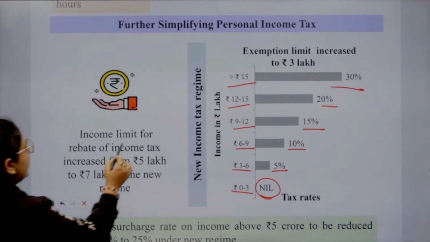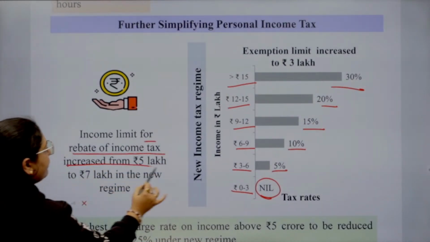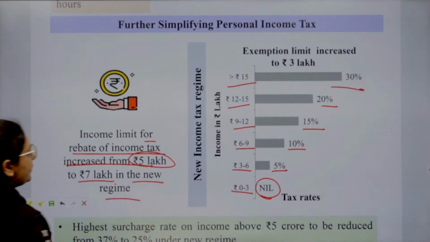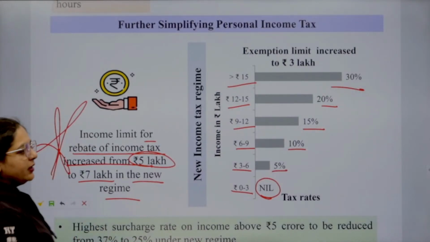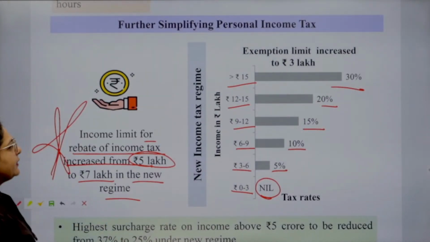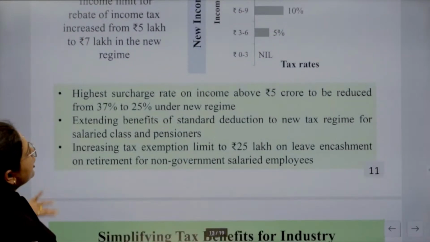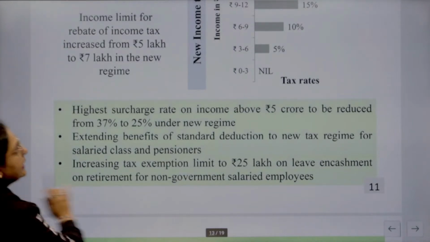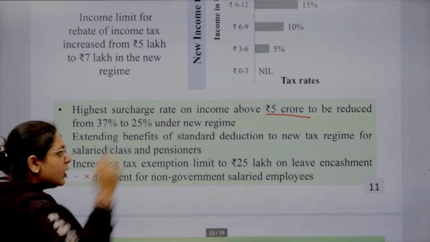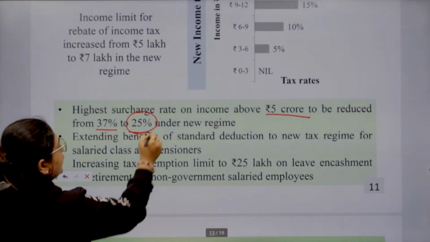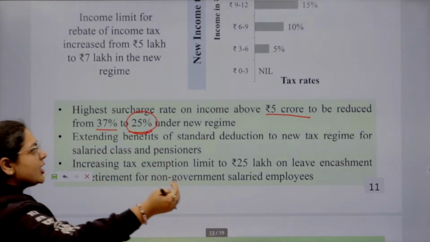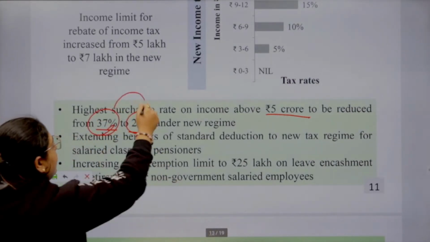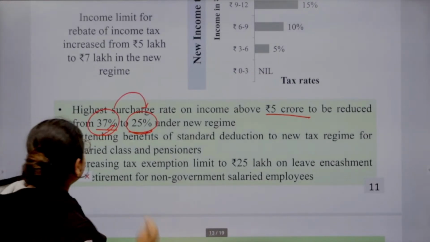So the income limit for rebate of income tax increased from 5 lakh rupees to 7 lakh rupees in the new regime, which is the most talked about statement of this budget. The highest surcharge rate on income above 5 crore has also gone down from 37% to 25%. So it has given a bit of relief to the richer section, as the higher surcharge rate was 37%, but now it has gone down to 25%.